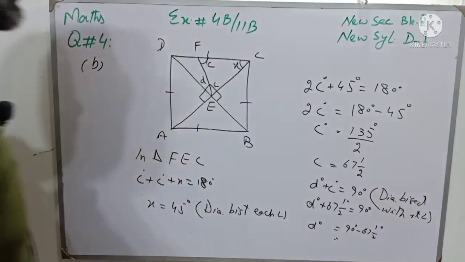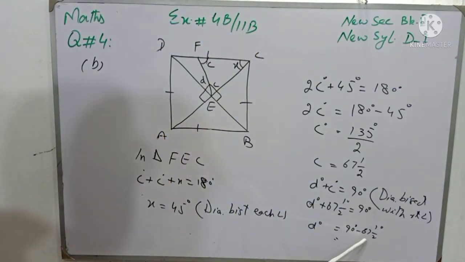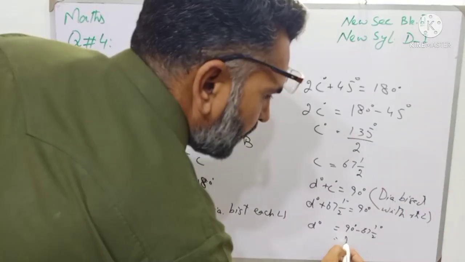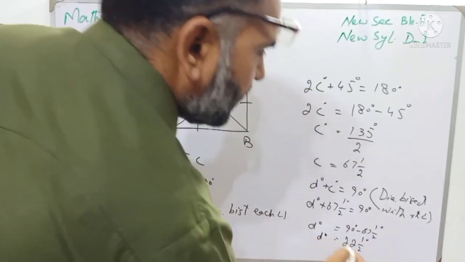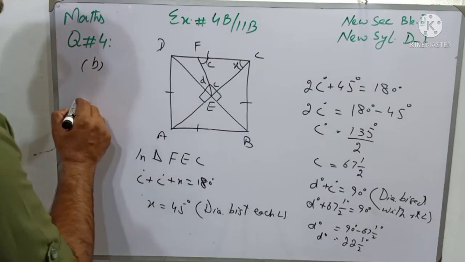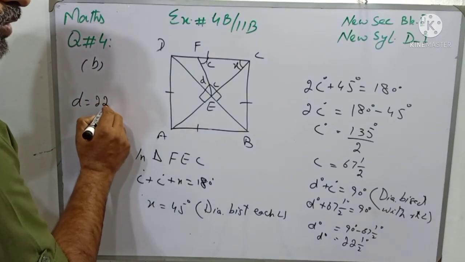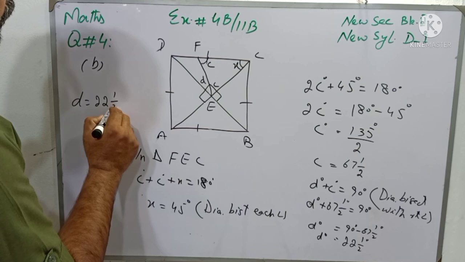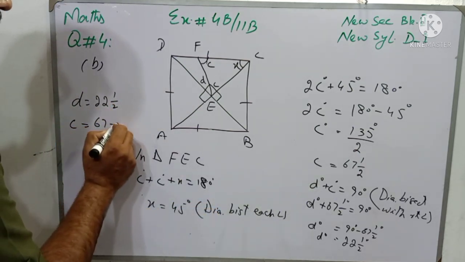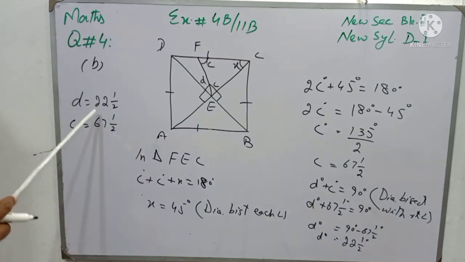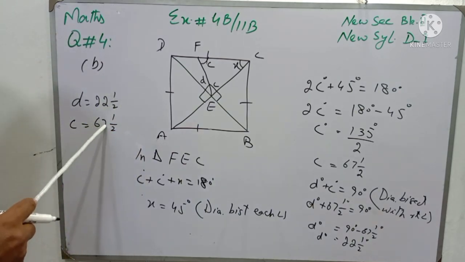So students, if we subtract 67 and 1/2 from 90, we will have 22 and 1/2 degrees, and degree will be cancelled with degree, and the value of D is 22 and 1/2. So the value of C is 67 and 1/2 and the value of D is 22 and 1/2.